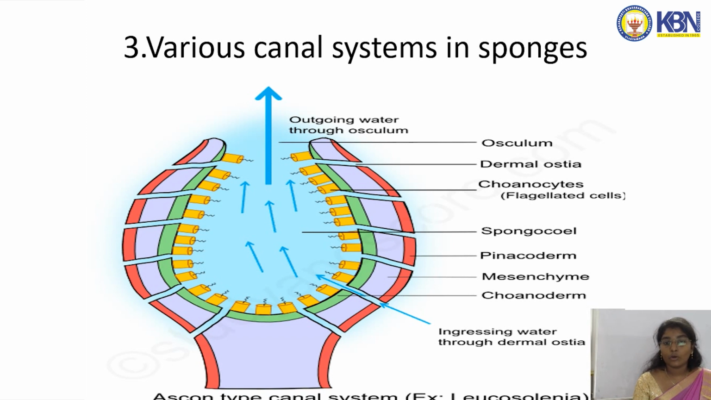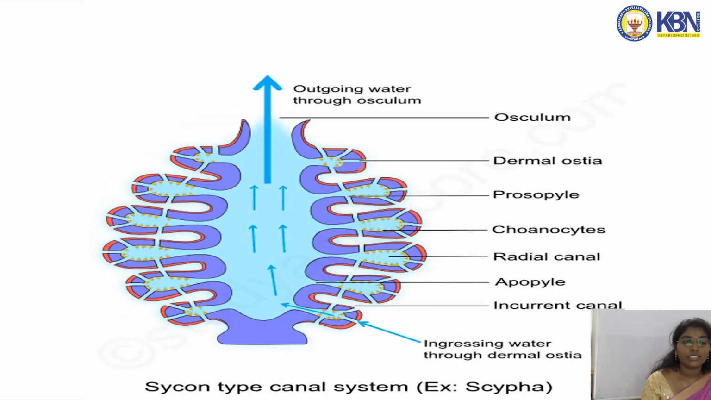Next, let us know about an important question: the various canal systems in sponges. When we observe sponges, their canal system depends upon the type. So let us see the various canal systems in sponges. This is the Ascon type of canal system. This is the Sycon type of canal system.